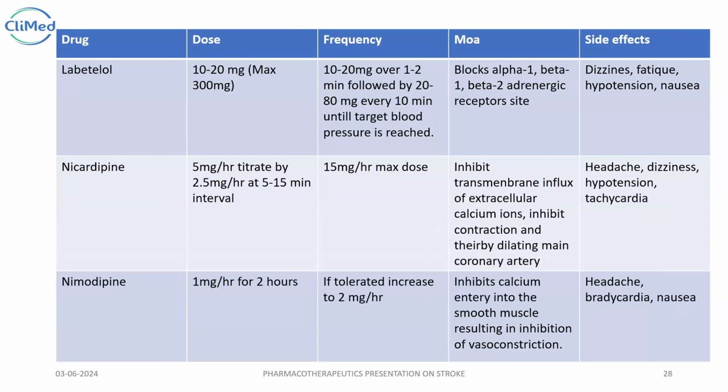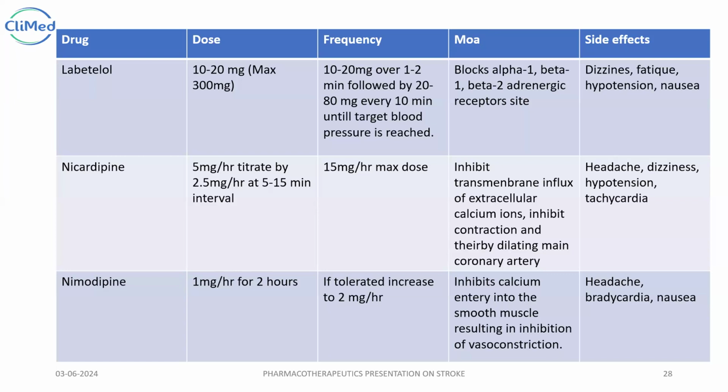Then next is nicardipine, 5 mg per hour we can give. If it is tolerated, we can increase it. The 5 mg is increased by 2.5 mg per hour at 5 to 15 minute intervals. It acts by inhibiting transmembrane influx of extracellular calcium and inhibits contraction, thereby dilating the main coronary arteries.